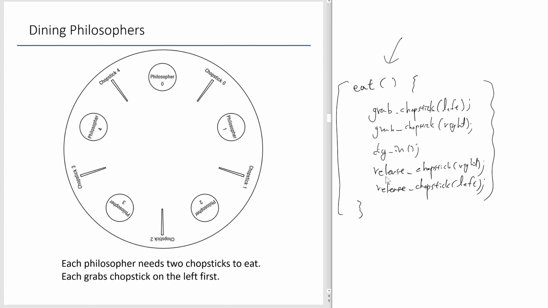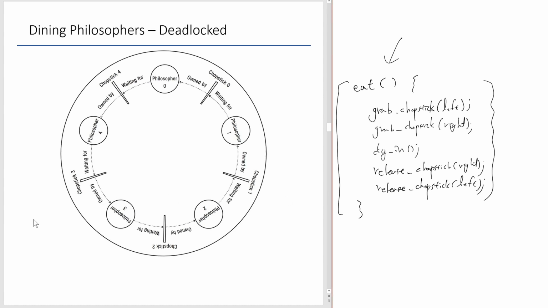All right, what could go wrong? So this concurrent algorithm may lead to a deadlock. Okay, and shown here is the deadlocked condition. As you can see, philosopher 0 successfully obtained chopstick 0 because he obtained the chopstick on the left, and then tries to grab chopstick 4, which is on his right side. But chopstick 4 is held by philosopher 4 for the same reason, and there's a circular waiting pattern formed all the way back to philosopher 0.